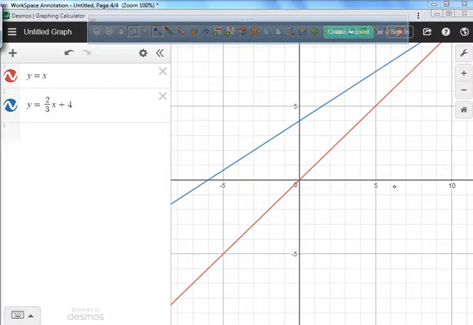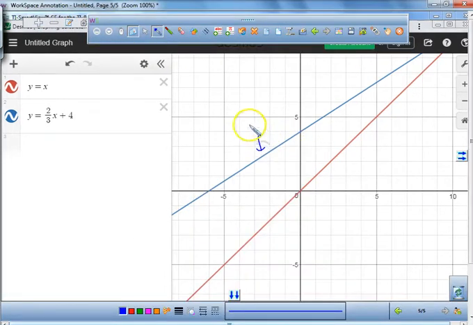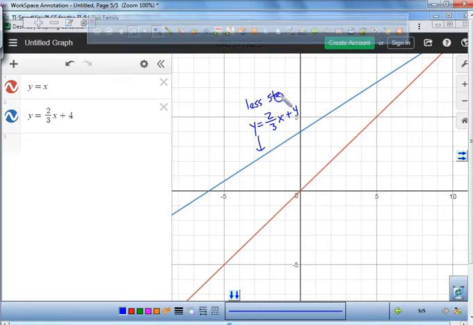All right, let's look at these lines. Which line appears to be steeper? Of the two lines, which line appears to be steeper? What line would you like to walk up? Or, not either, but if you had to choose, which one would be easier to walk up? The blue or the red? The blue. So this line is steeper. This line is considered to be less steep. So this line right here, the y equals 2/3 x plus 4, that slope is considered to be less steep.